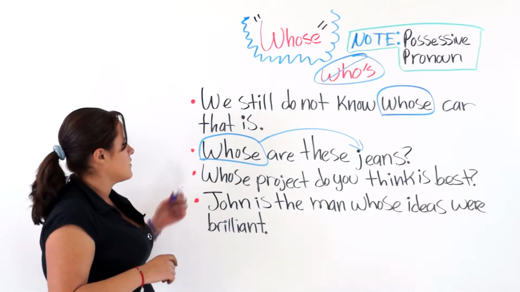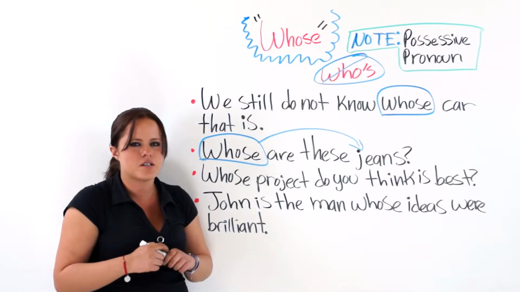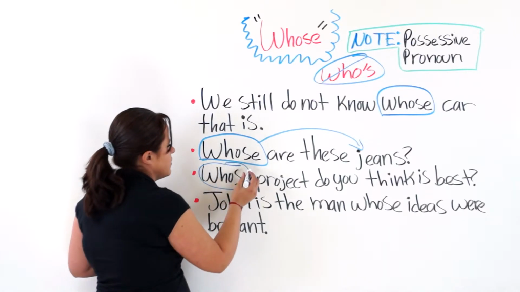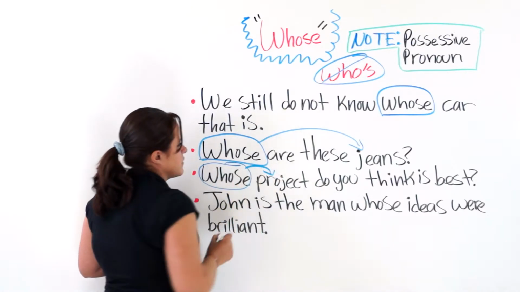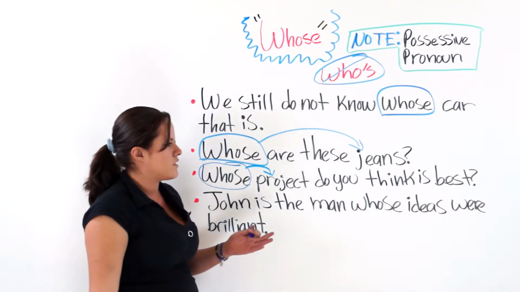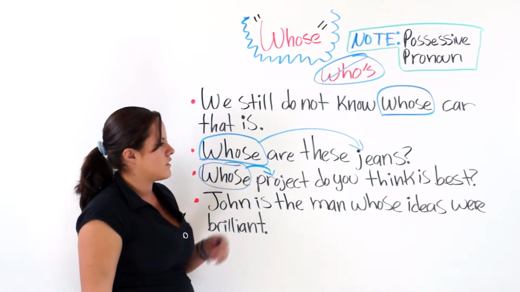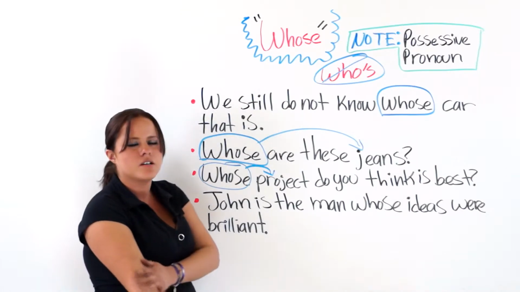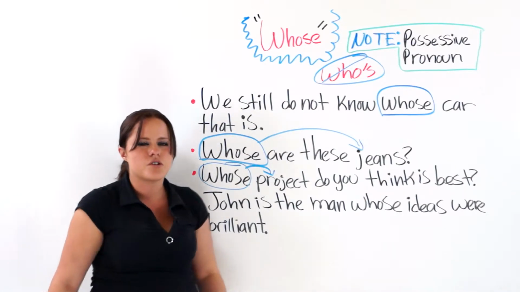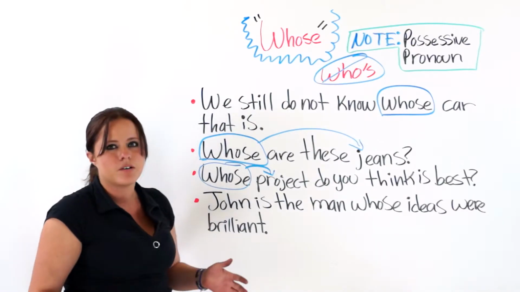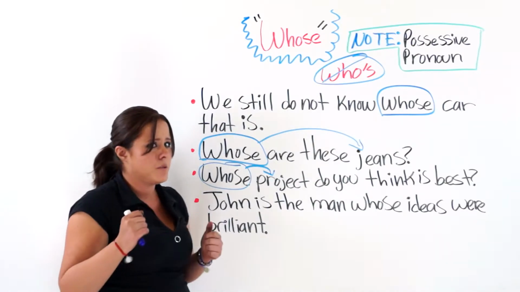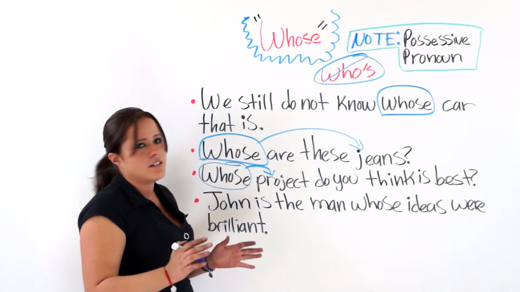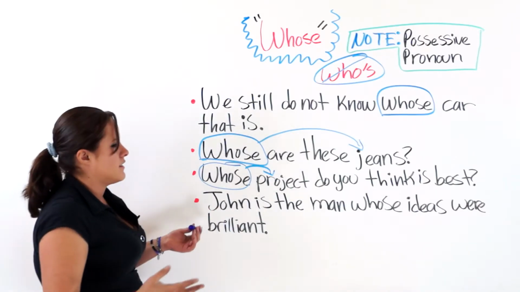The next one says, whose project do you think is best? We are talking about whose project. Whose is that project? Whose project do you think is best? So we are talking about belonging, ownership. It is a possessive pronoun, right? A possessive pronoun that does not need an apostrophe and an S added at the end.